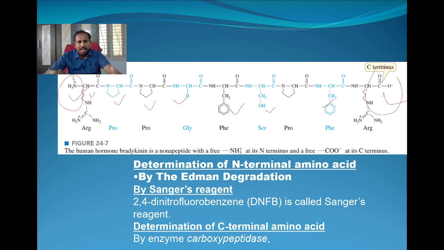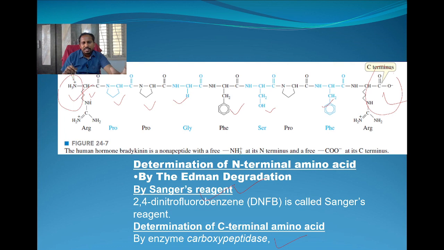Suppose we have an unknown peptide having a different sequence of amino acids. By using an amino acid analyzer, we can know how many amino acids are present and what they are. But we can't tell which amino acids are arranged in which sequence. First is arginine, suppose next is proline, next is glycine. This sequence we can't detect from the amino acid analyzer. So to know the sequence, we apply N terminal analysis and C terminal analysis. N terminal analysis is done by two chemical methods, one Edman degradation, another Sanger's reagent, and the C terminal can be analyzed only by using carboxypeptidase enzyme.